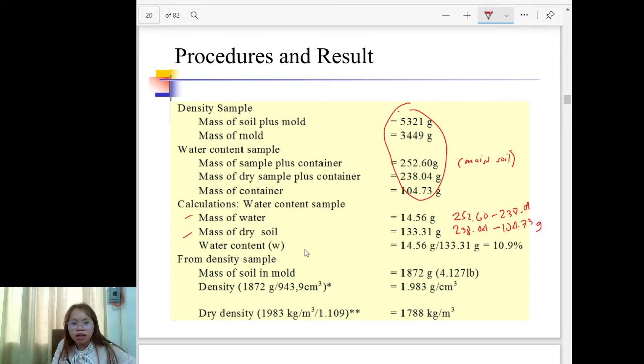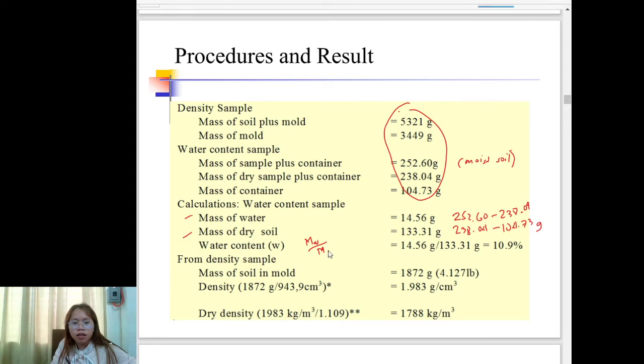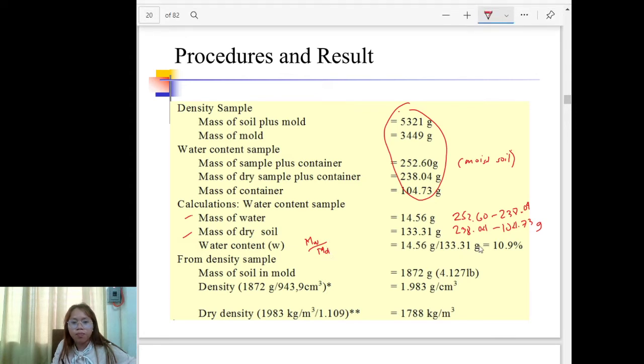And this water content is 14.56. This is the mass of water divided by the mass of dry soil. Water content is actually equal to the weight or mass of water divided by the mass of the solid sample, or dry soil.